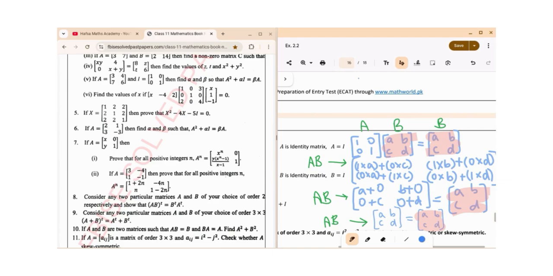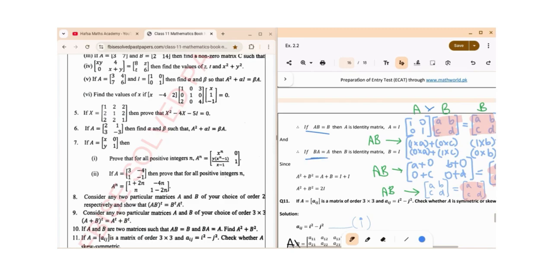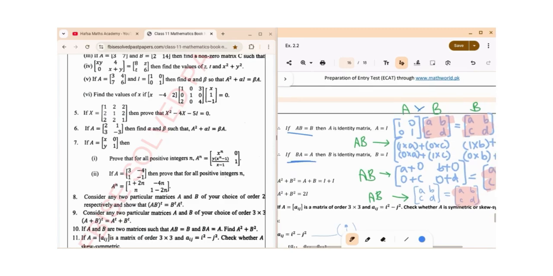Now, if I calculate A times B, right? So this entire part is AB. As you can see, I've labeled that. I calculated all the multiplication, and it all comes down to equal the exact same thing as B. So AB is equal to B. That just proves that A should be an identity matrix, and that's also the same case for BA is equal to A. You just have to switch the letters around.